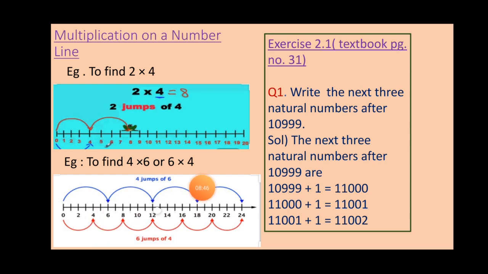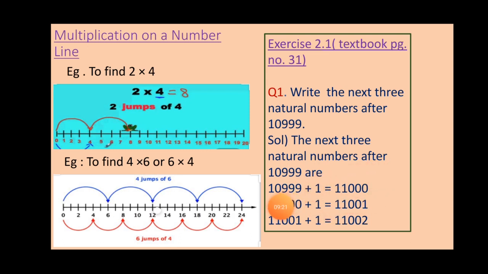Now here comes your exercise question given in textbook page number 31. Here we need to write the next 3 natural numbers that appear after this number 10,999. So children, as we learnt, whenever we look for the after number, that means we are talking about the successor of the given number. So we want 3 natural numbers that are appearing after this number. So 3 times we have to add 1 to the numbers and we can get the successor for them.